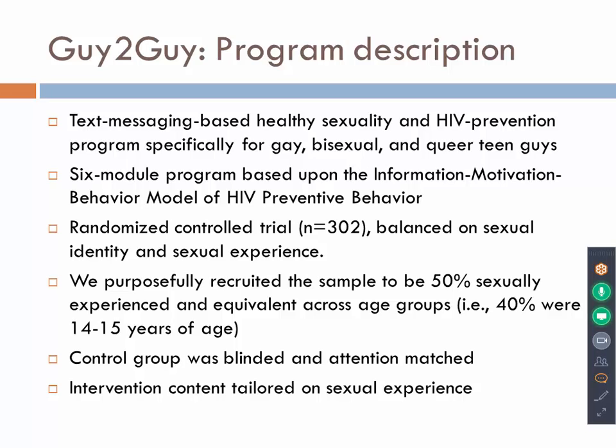And then we had a bunch of targets in terms of age and sexual experience to make sure that we had a diverse sample. We had a control group that was blinded and attention matched. We talked about self-esteem and a little bit about bullying and a little bit about violence and substance use. So we call it healthy lifestyle. And so they got about the same number of messages. We wanted to make sure they were blinded, which they were, but at the same time, deliver messages that we wouldn't think are actually going to impact behavior.